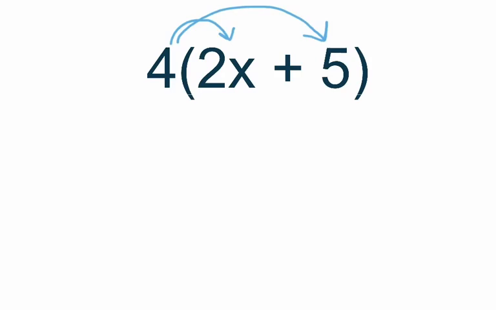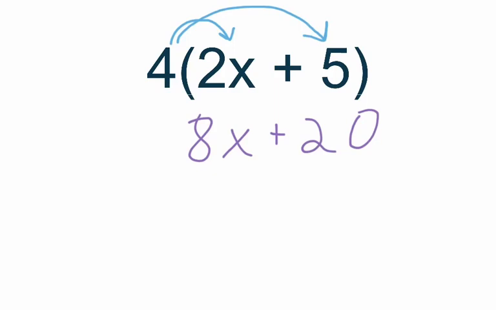So let's do the first part. We got 4 times 2x. Well, 4 times 2 is 8, and then we keep the x with it. You keep the variable that is with your term. The plus sign is going to stay. We don't have a sign change there. So 8x plus, and then we have 4 times 5. Well, 4 times 5 is 20. So we've simplified this expression. I have two terms, 8x plus 20. I can't simplify that anymore.